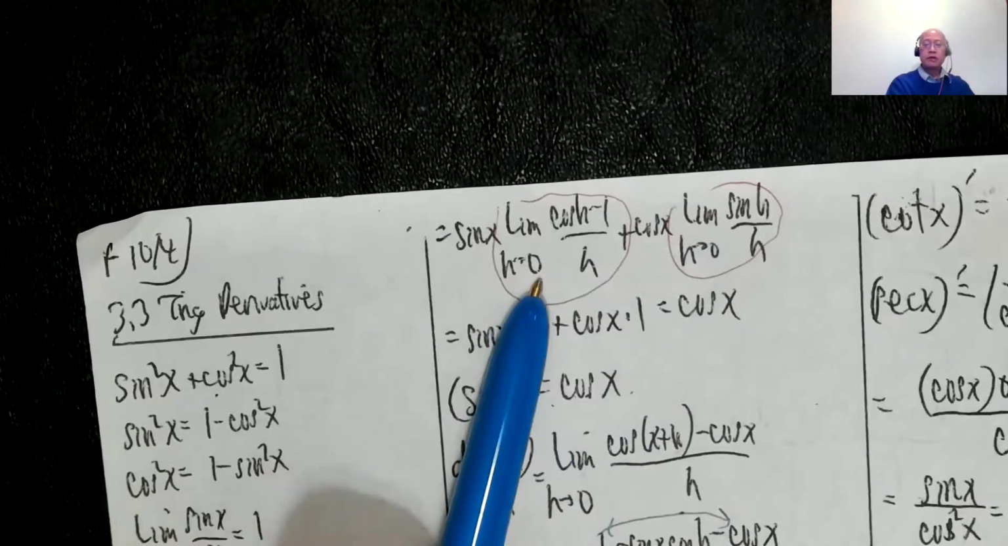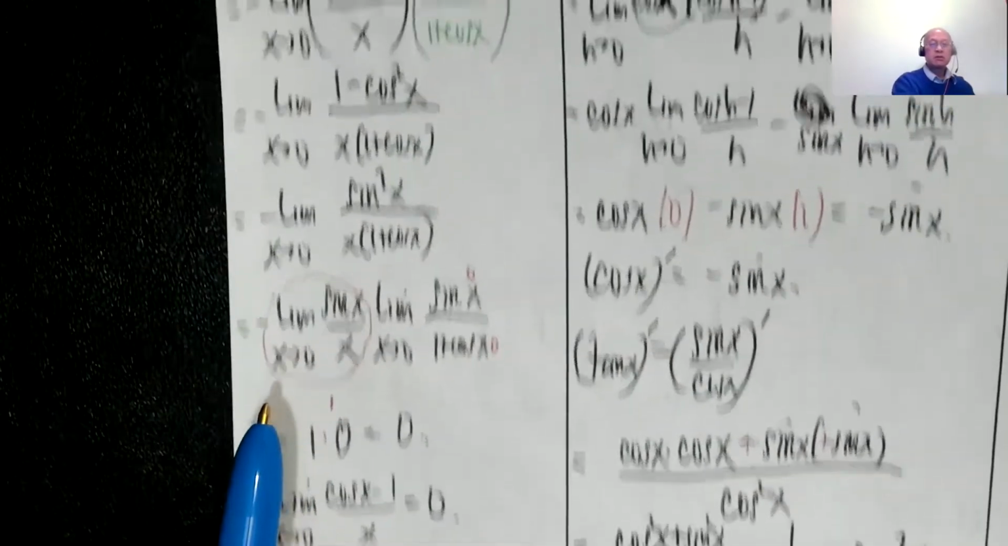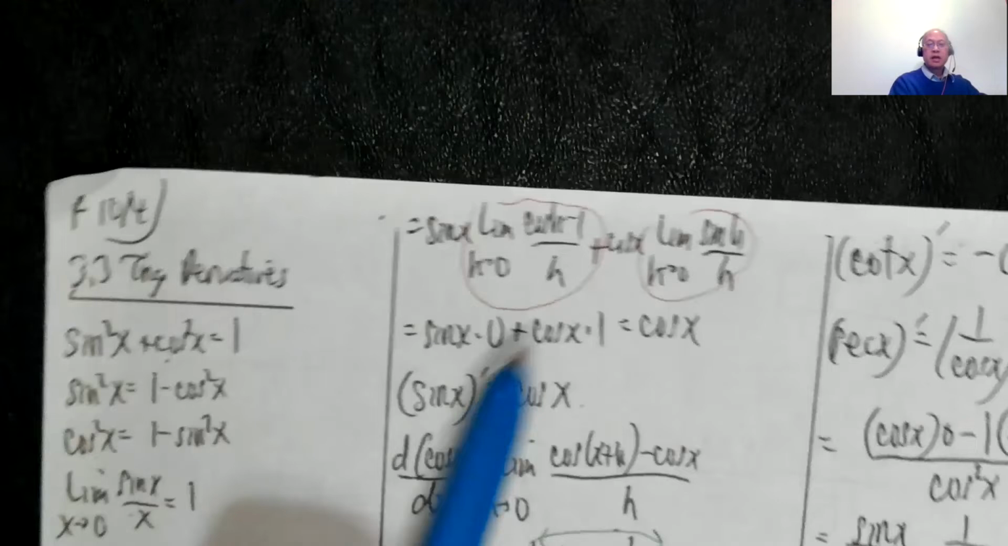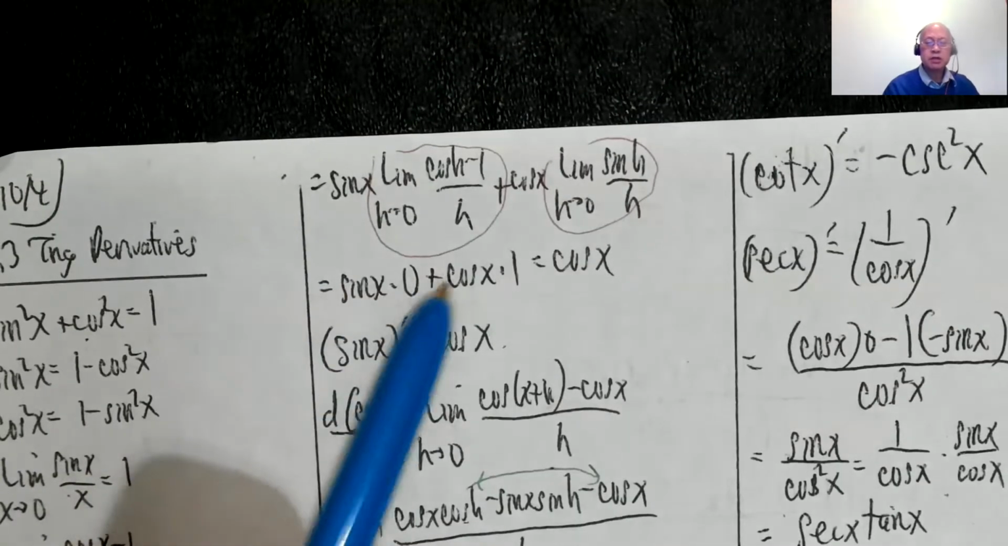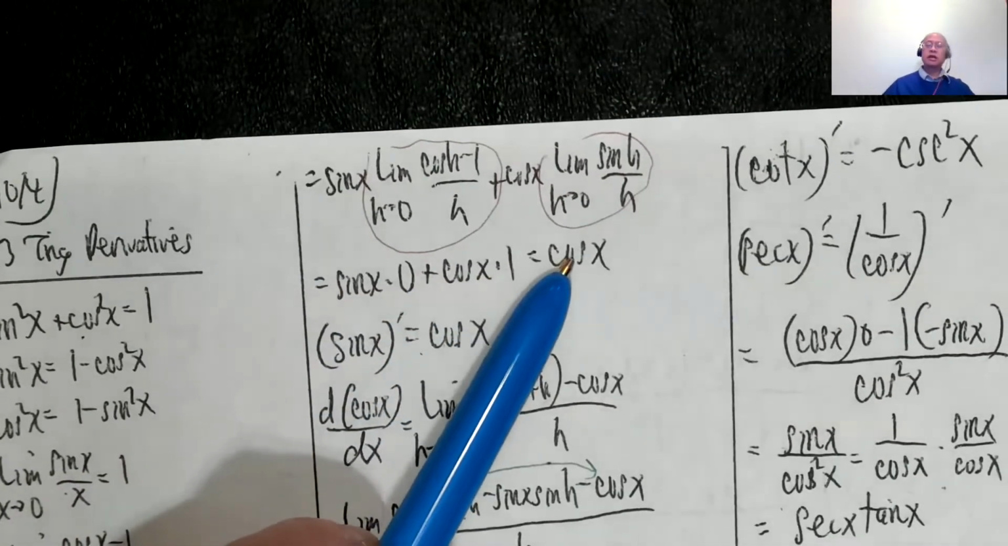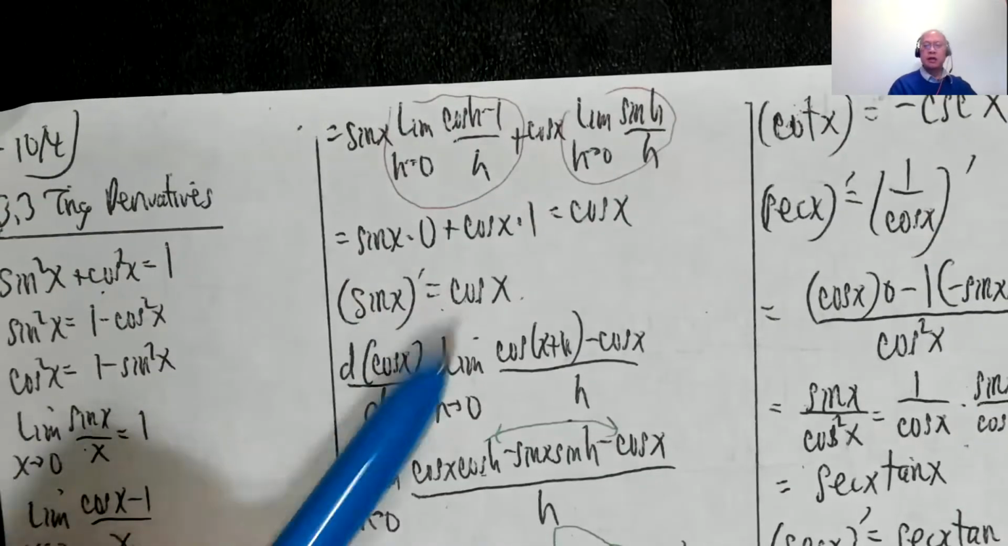We found earlier that this limit was equal to 0. We just did that over here. And we saw that this limit was equal to 1. So I have sine x times 0 plus cosine x times 1, which is cosine x. Bottom line, the derivative of the sine is the cosine.